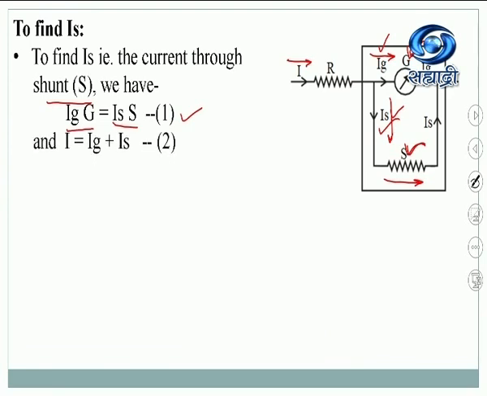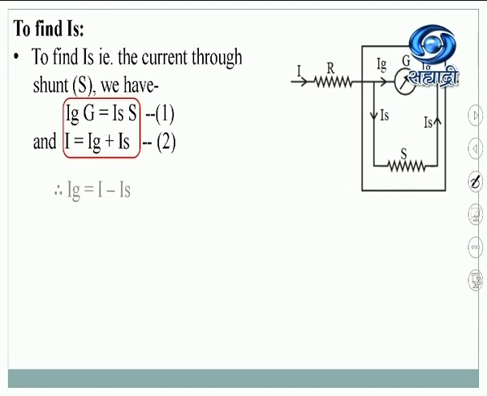Second equation, that is total current I is equal to Ig plus Is. So this is the second equation. So these are the two important equations in this ammeter. So remember these two equations, they are very important. From these two equations, we can find G, we can find S, we can find Ig, Is, I, etc. Okay, now how do we find the shunt current, that is Is?